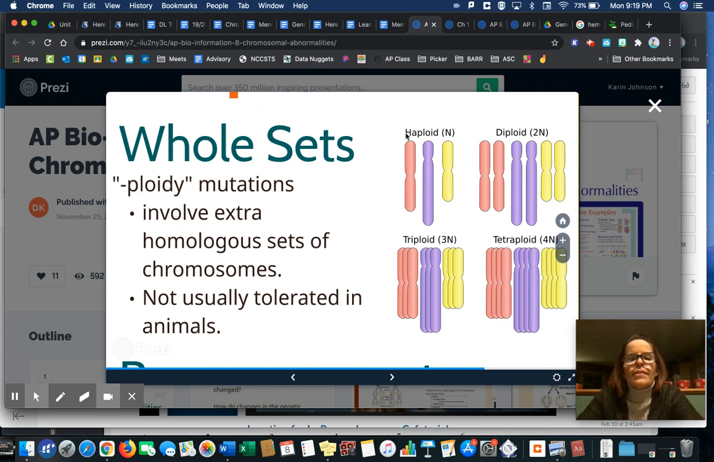Okay, so this is a haploid organism. They have 1 copy of every chromosome. So this is like our eggs or sperm. Diploid is all the other cells in our body. We have 2 of all of our chromosomes. You get half of them from mom and half of them from dad.